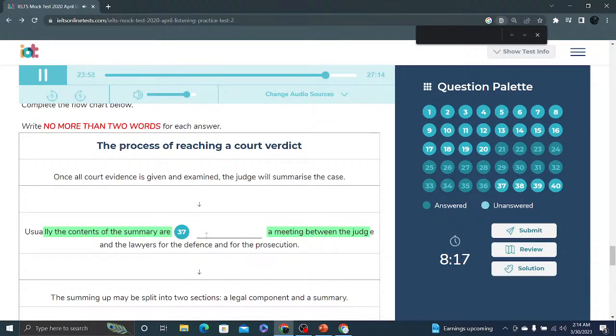Prior to the judge's summing up the case, it is normal court procedure for the judge to meet with both lawyers first. In the meeting, what the judge will say is determined by mutual consent between the lawyers.